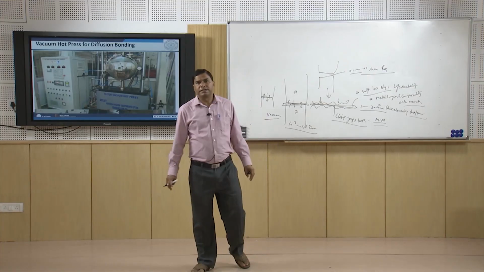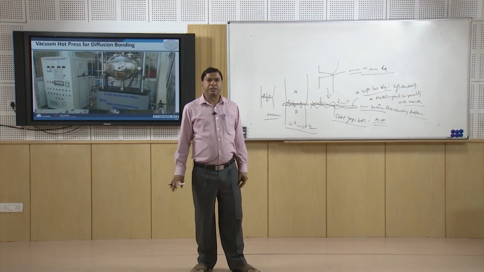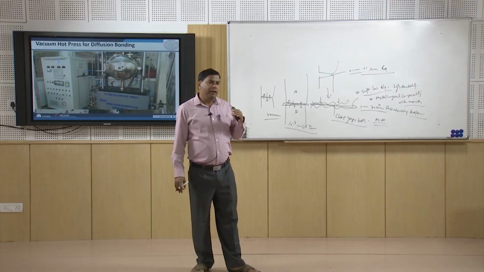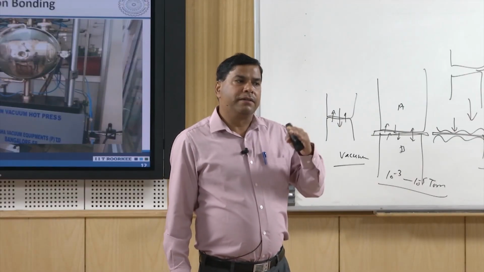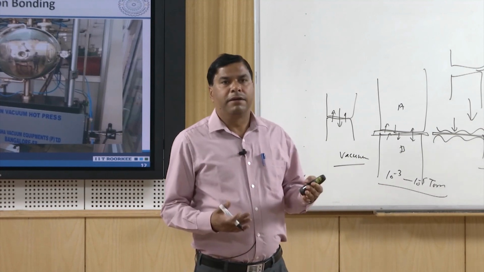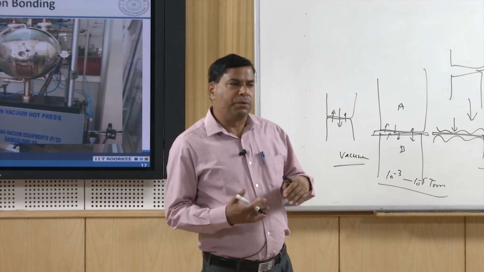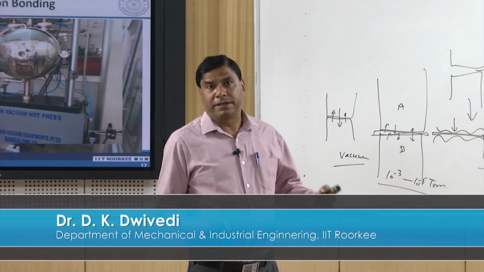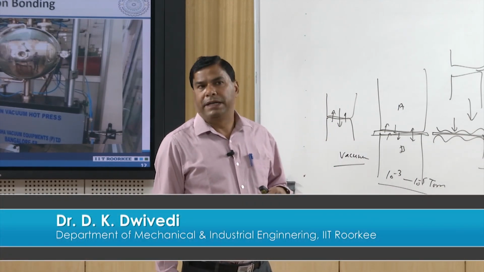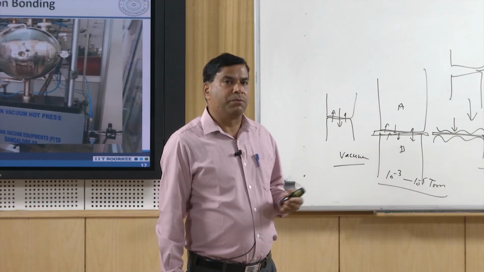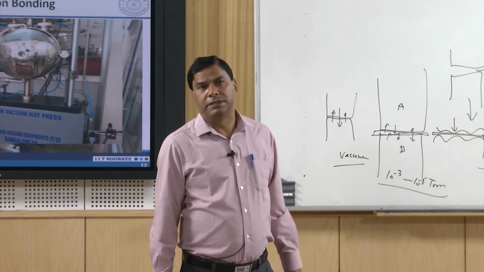Now, I will summarize this presentation. In this presentation, I have talked about the fundamental mechanisms which are involved in diffusion, the important parameters related to diffusion bonding, what is the role of the vacuum, what is the role of the interlayers, and what are the factors that matter for development of the diffusion bond, what is the need, what kind of systems are normally joined using diffusion bonding.